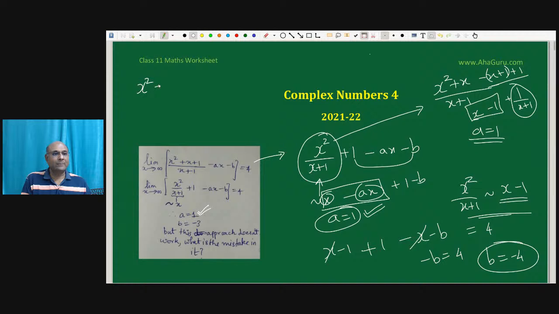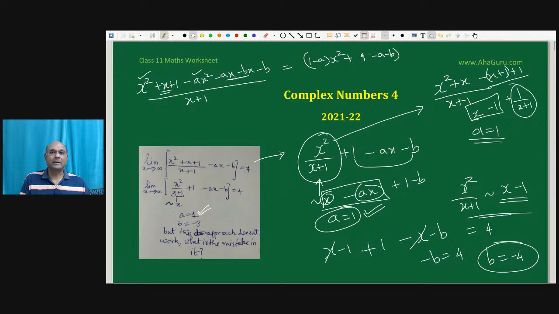And you write x square plus x plus 1 minus ax square minus ax minus bx and minus b by x plus 1. Now if I look at this, this is 1 minus a times x square, 1 minus a times x square. And then if I look at this, this is 1 minus a minus b times x plus 1 minus b by x plus 1.